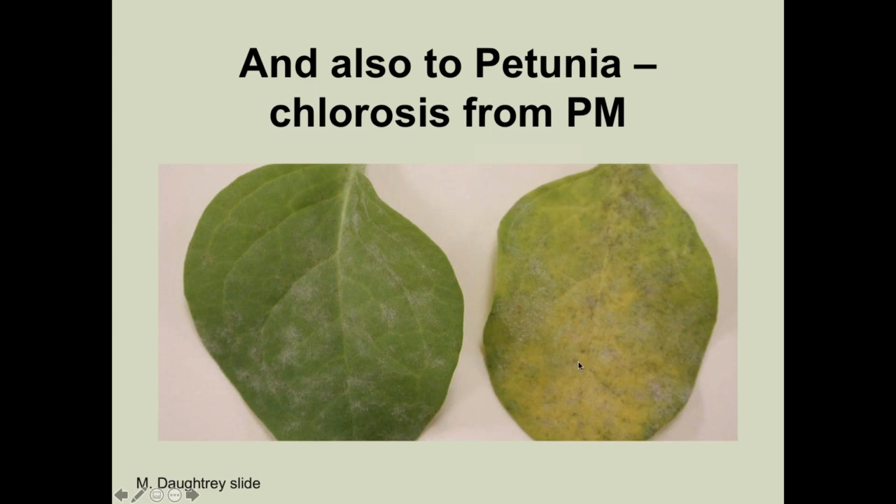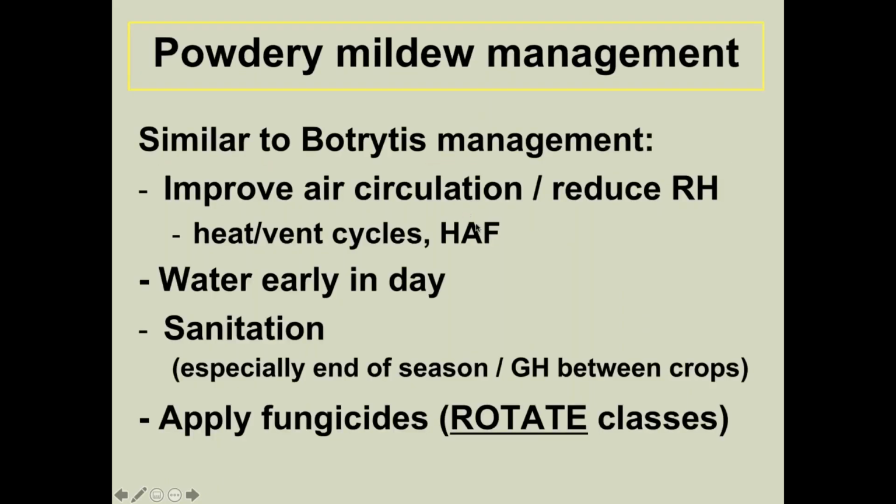But again, all three of those hosts get the same powdery mildew. So trying to not grow those vegetable transplants along with these crops will help prevent powdery mildew, or at least grow a vegetable transplant, something like squash, that is powdery mildew resistant. That's really advisable. So the management, similar to Botrytis, you want to reduce that relative humidity.